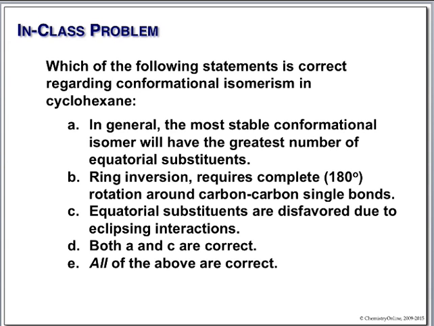Ring inversion requires complete 180-degree rotation around one carbon-carbon single bond. Well, you can't really do that without breaking the ring open, can you? Well, that's silly. Equatorial substituents are disfavored. You can stop reading right there. Because, of course, they are favored. Much less interaction with the ring hydrogens. In general, the more equatorial substituents, the more stable.